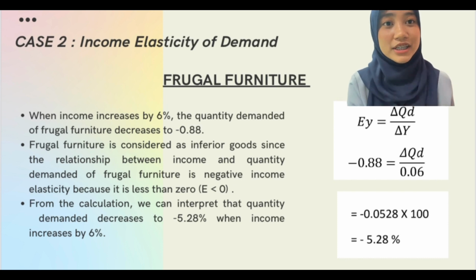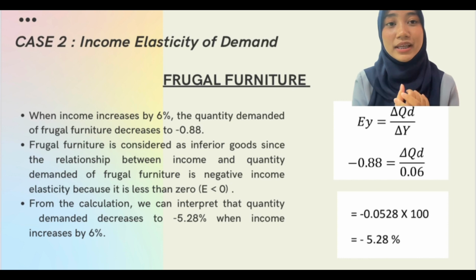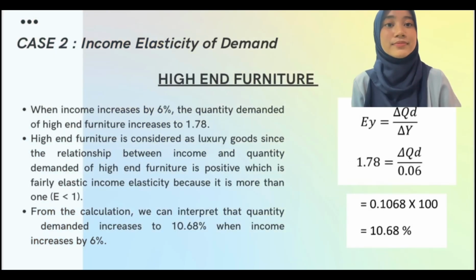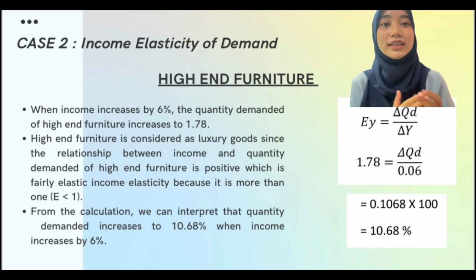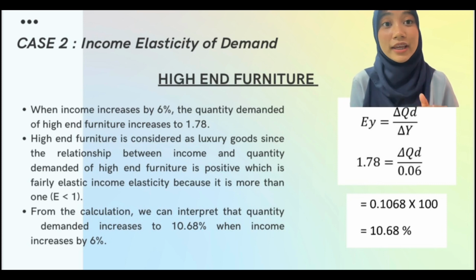So from the calculation that I've already made, we can interpret that the quantity demanded of frugal furniture decreases by negative 5.28% when income increases by 6%. Moving on to the high-end furniture. From the question, when the income increases by 6%, the quantity demanded of high-end furniture increases, with an elasticity of 1.78.